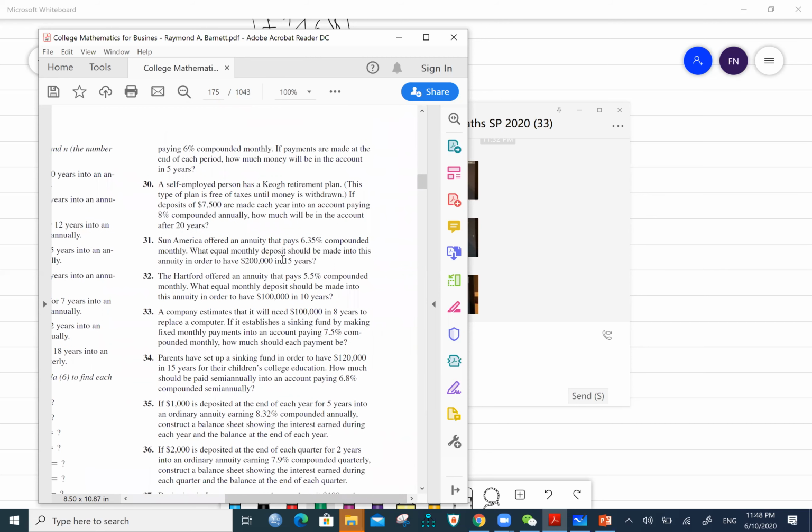A self-employed person has a qualified retirement plan. If deposits of $7,500 are made each year into an account paying 8% compounded annually, how much will be in the account after 20 years? Very simple.